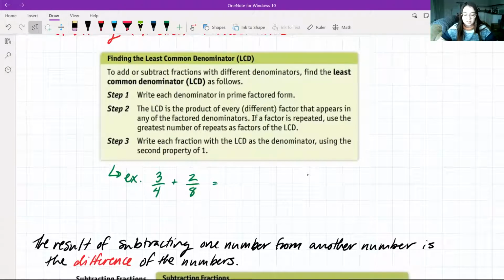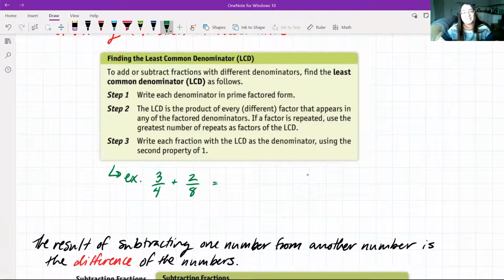So our next idea here is finding the least common denominator. To add or subtract fractions with different denominators, we want to find the least common denominator as follows. Step 1, write each denominator in prime factored form. Step 2, the least common denominator is the product of every different factor that appears in any of the factored denominators. If a factor is repeated, use the greatest number of repeats as factors of the least common denominator. And step 3, write each fraction with the least common denominator as the denominator using the second property of 1.